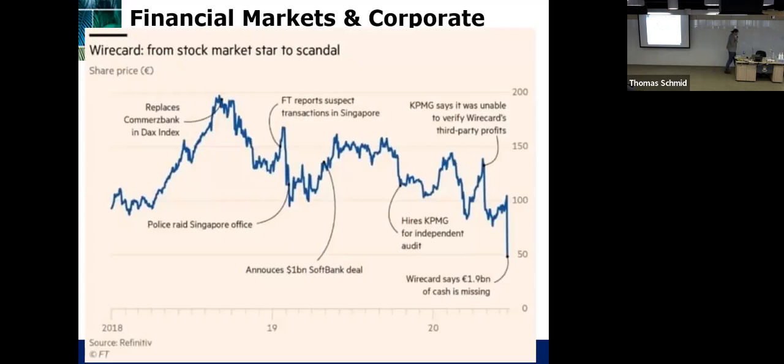I don't even know whether we should call this an accounting scandal or not. This is the case of Wirecard. Who has heard about Wirecard? At least one. Wirecard was a pretty famous German bank. It was not a traditional bank. It was a bank that focused more on, you could even call it fintech-like, modern payment solutions. It was not the classical commercial bank where you deposit and they grant loans. It was more like a fintech company. You can think about it like that.